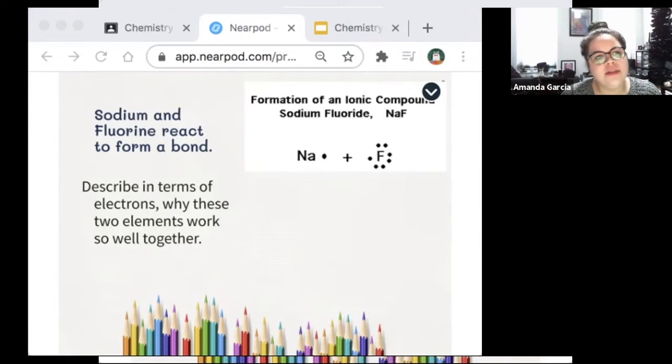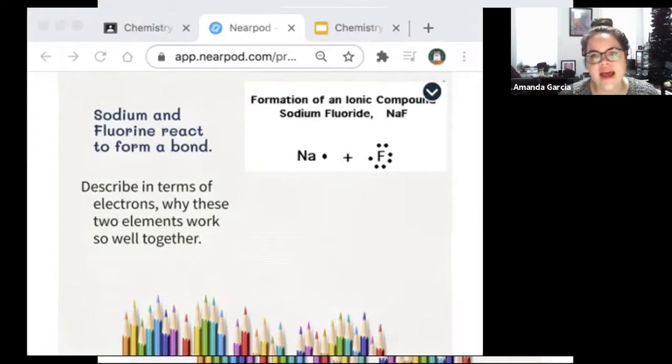If you look at the top, it says they react to form an ionic compound called sodium fluoride, NaF. We'll learn all that stuff later. But right now, I just want you to focus on the electrons.